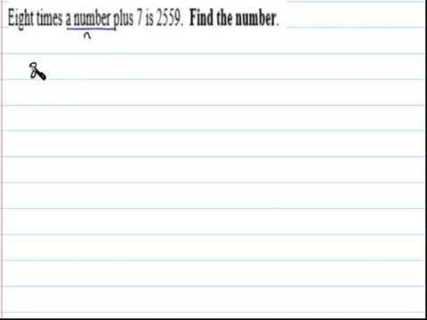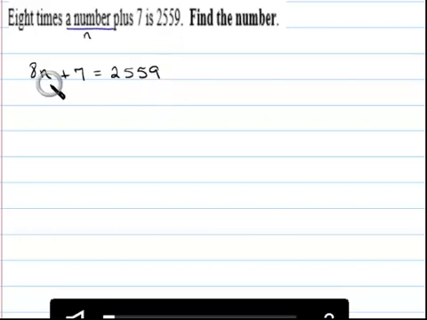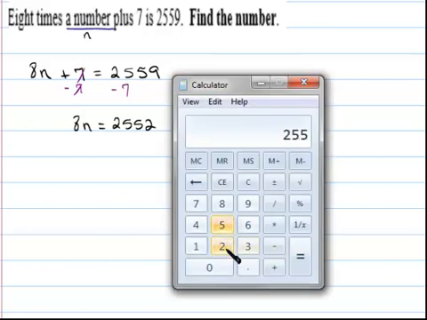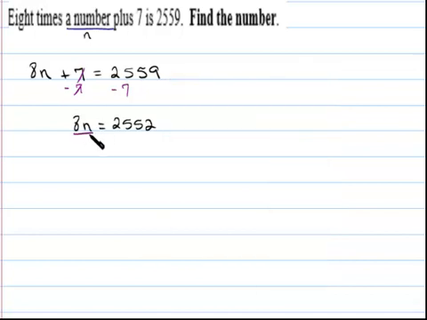So 8 times n plus 7 is 2,559, so it equals 2,559. Your job is to find that number, and all you really need to do here is do what we did before with the equation. Solve for that variable n. So we're going to subtract 7 on both sides. We're going to get 8 times n equals 2,552. And if you want to figure it out, just go ahead and divide 2,552 by 8, and you're going to get 319.